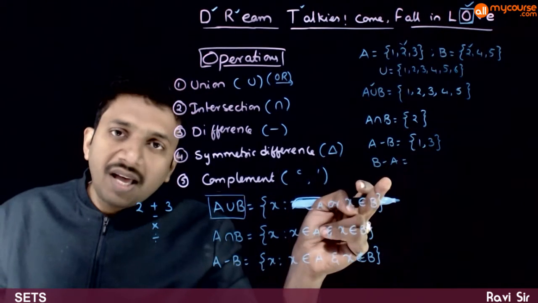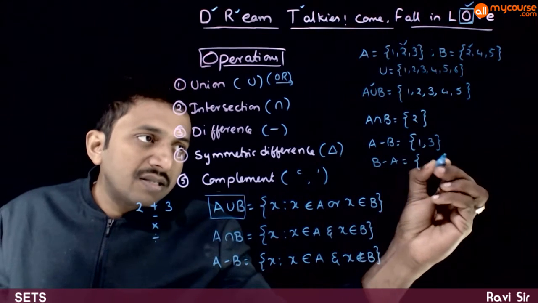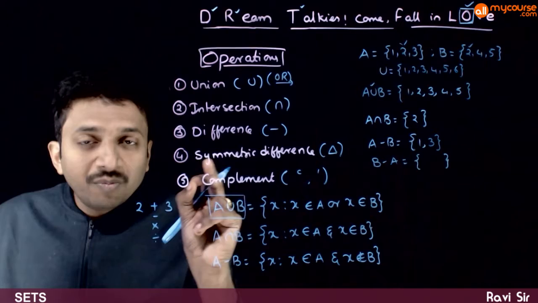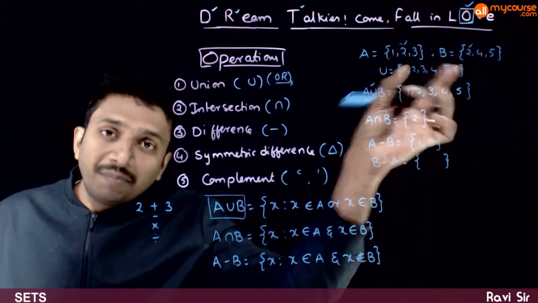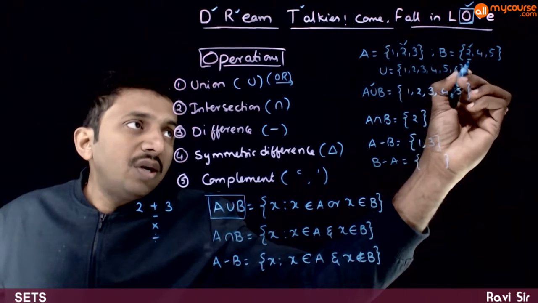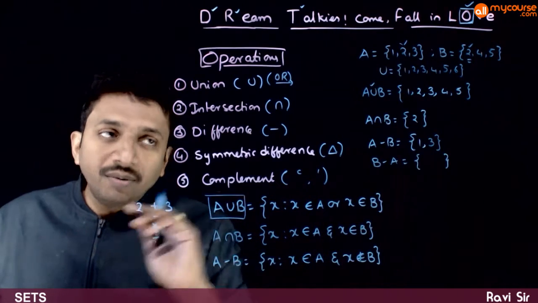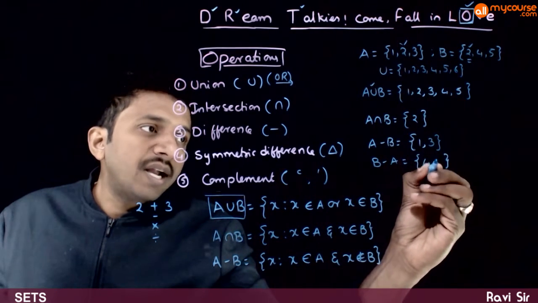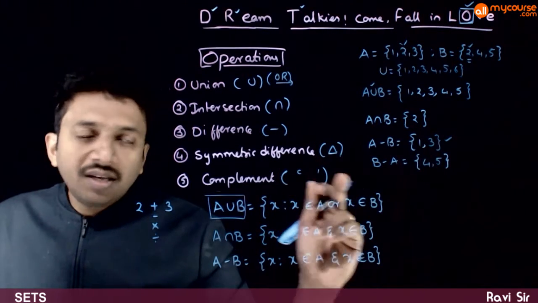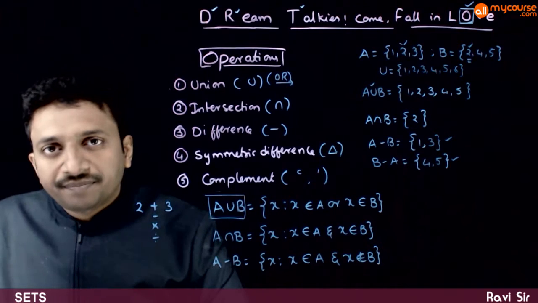Conversely, B minus A is the set of elements which are present in B but not in A. That means you have to remove the common elements from B. So if B is 2, 4, 5, 2 is the common element. So you remove the 2. So the remaining elements are 4 and 5. So A minus B is the set 1, 3. B minus A is the set 4, 5.